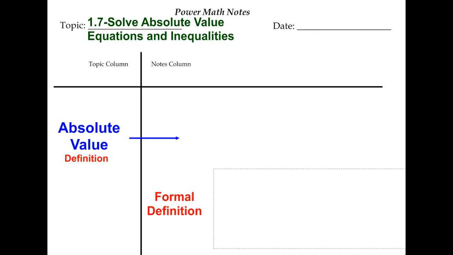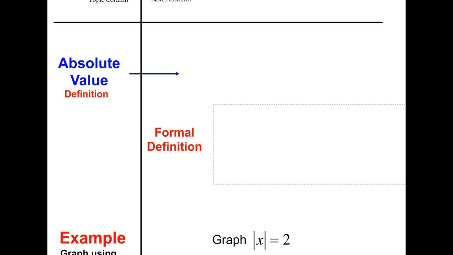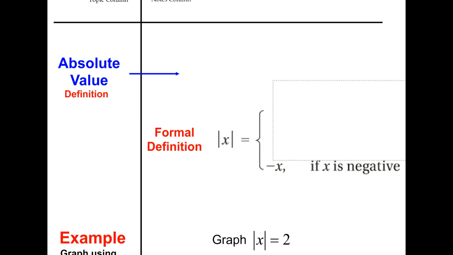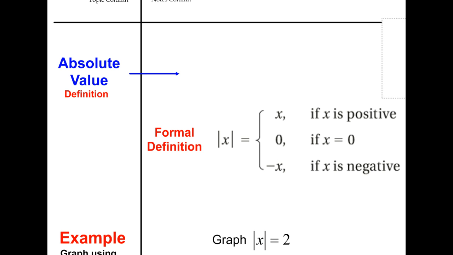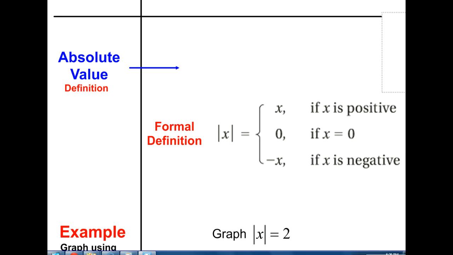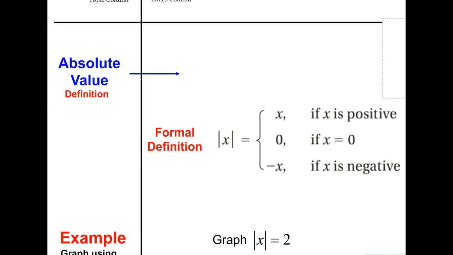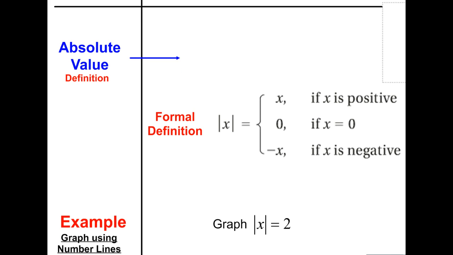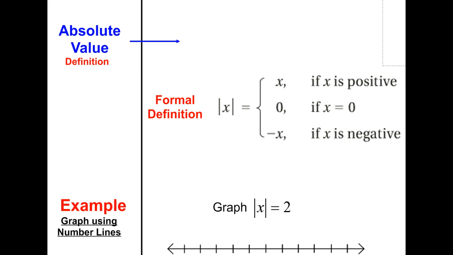The formal definition of absolute value, which you guys are going to see in math, and it's going to look really confusing, is that x, if x is a positive number, it's 0 if x is 0, and negative x if x is a negative number. Basically, absolute value tells you the distance from 0. So absolute value is your distance from 0 if I'm on the number line.